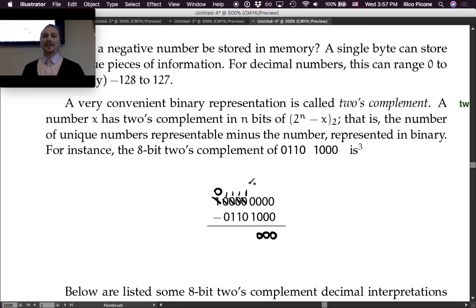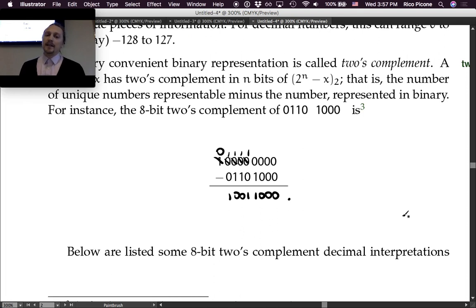Okay. So now you have 2 minus 1, which is 1. And then you have 1 minus 0, which is 1. 1 minus 1, which is 0. 1 minus 1, which is 0. And 1 minus 0, which is 1. So that is the 2's complement representation.